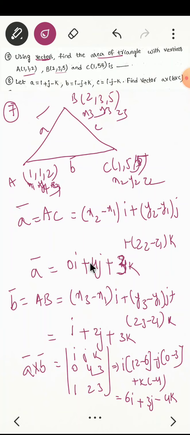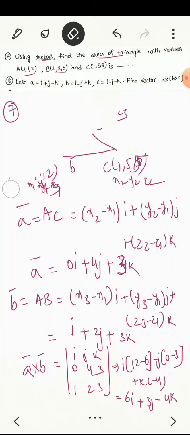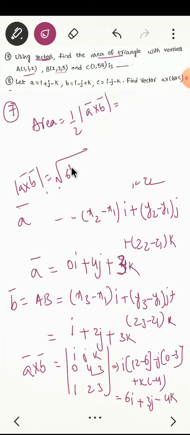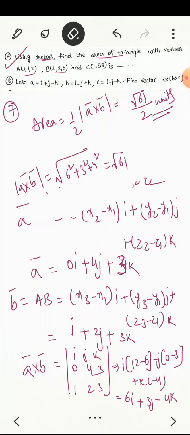Then how will you find the area of the triangle? The formula for the area of a triangle is half into the modulus of a cross b. So first find the modulus: the length is root over 6 squared plus 3 squared plus 4 squared, so that will be root over 61. So the area will be root 61 by 2 units. In case they have asked for a parallelogram, it means root 61 units. Okay, problem number 7 is done.